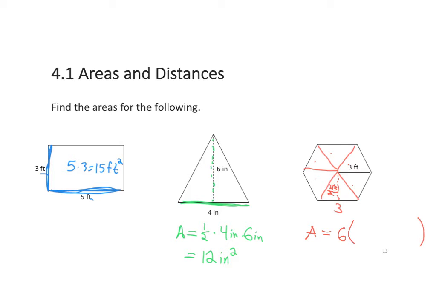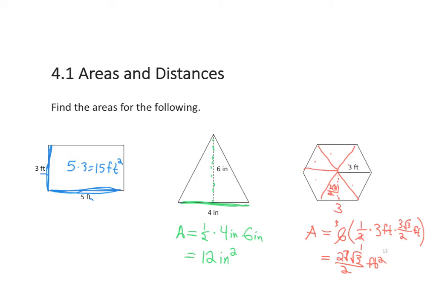So 6 times 1/2 base times height. And what does that come out to? Well, let's see. 9 times 6. 27 over 2, 27 root 3 over 2 square feet.